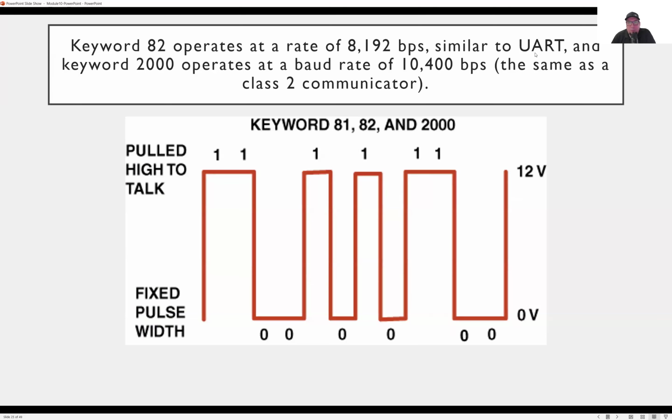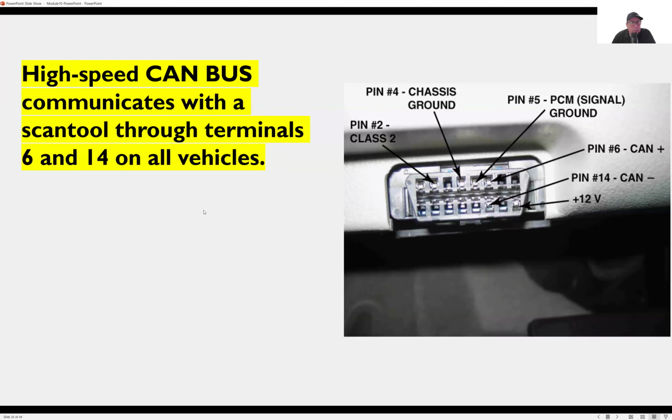Again, UART, we don't really use this anymore, but you can look at this. You can go find the information on it if you like. Just showing you different examples. Yeah, here it is, 6 and 14. That's what I was trying to remember. So 6 and 14 are the high-speed CAN bus networks, and that's on all vehicles.